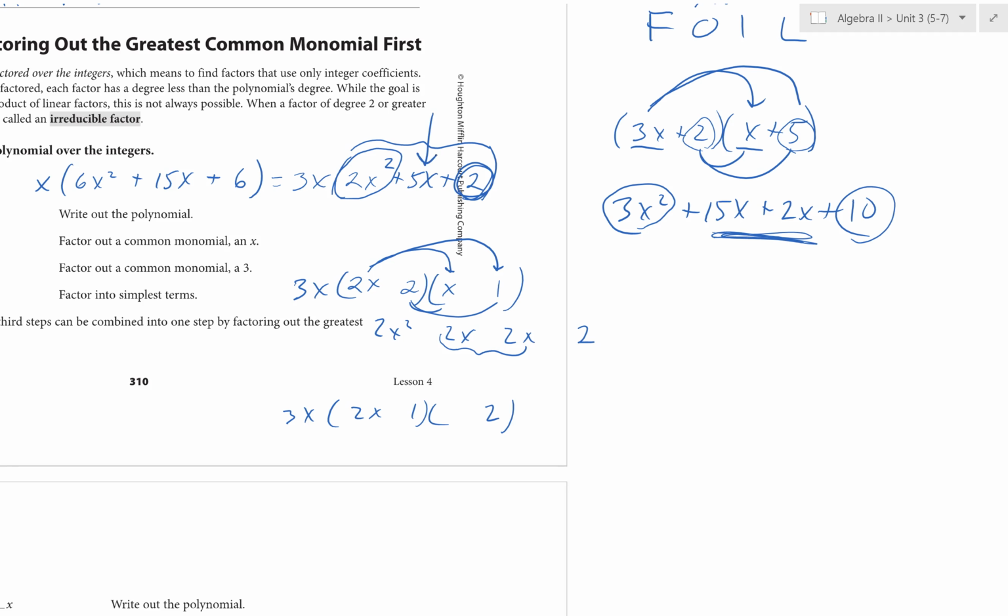2x and 2x will not give me 5. Doesn't matter if I make one of them positive, one of them negative, that'll never give me 5. So it doesn't look like that combination is going to work. Okay? So then I try the next one. I switch the 2 and the 1.